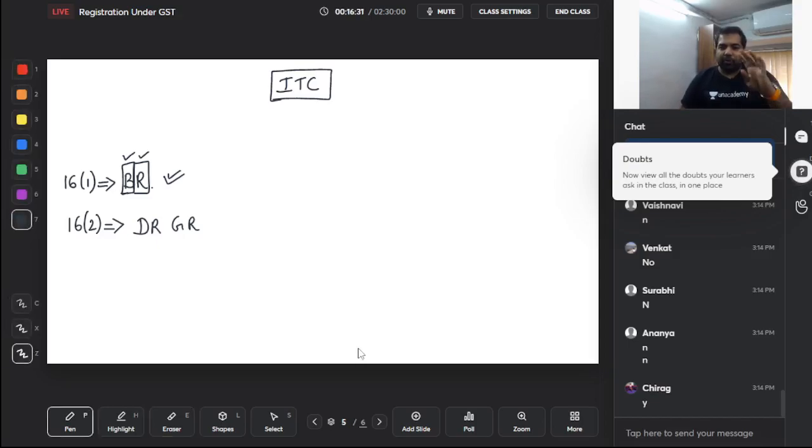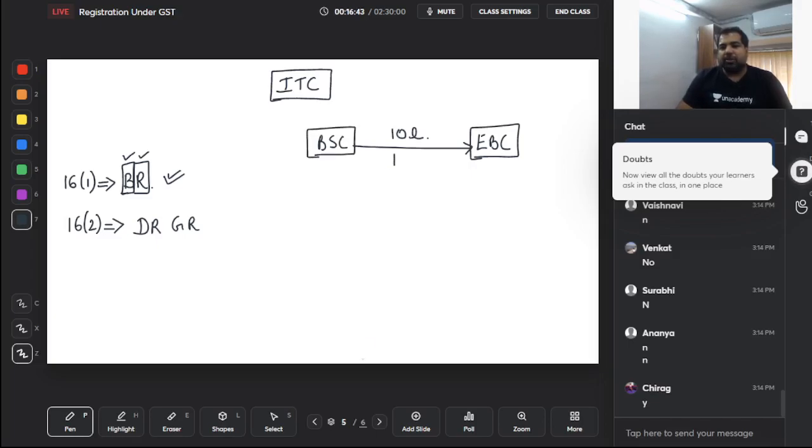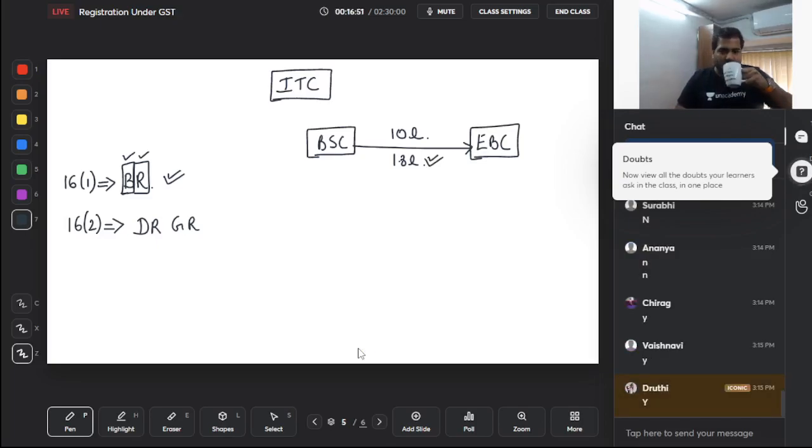Let's figure out. There are 4 conditions here. This is EBC. This is Electric Bike Company. And they are getting batteries from battery supply company. Let's take this as example. The batteries are worth 10 lakh rupees and the GST is 1.8 lakh. Guys, does EBC want a credit of this 1.8 lakhs? Yes, they want a credit of this 1.8 lakhs.